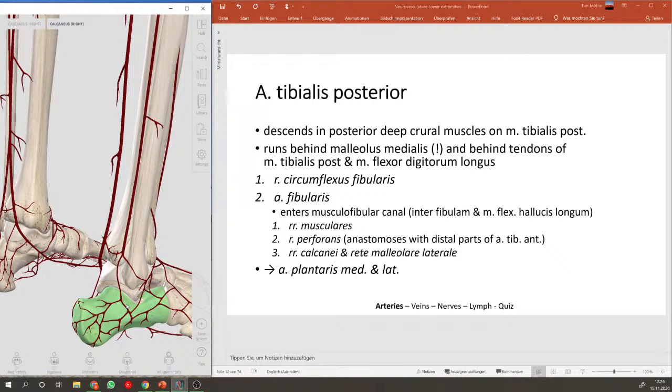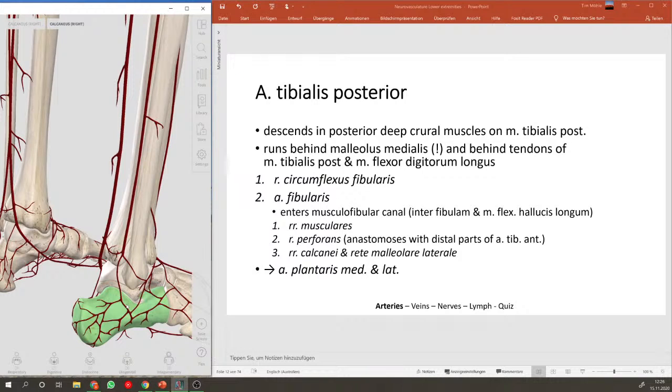This one here, so medial plantar artery, and lateral plantar artery will be this one that goes to the lateral side and forms this interesting arch. All right, so let's start with lateral plantar artery.